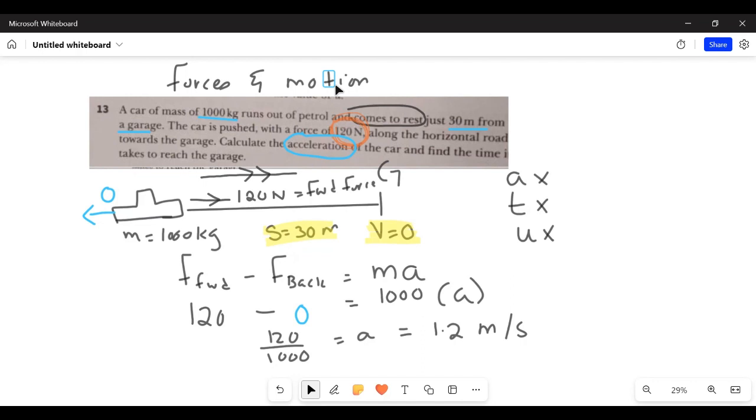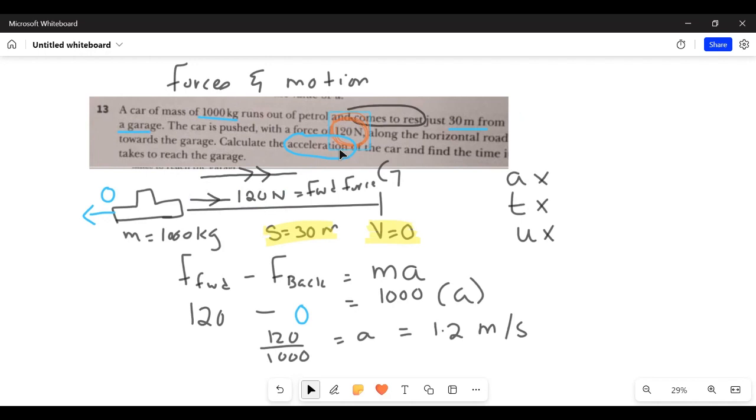Okay. So the question is that a car of mass 1000 kg runs out of petrol and comes to rest just 30 meters from the garage. So the mass of the car is given to us, 1000 kgs. The distance S is given to us, 30 meters, and it says that it comes to rest. So V is also given to us. V is equal to 0. Other than that, we're told that the car is pushed with a force of 120 newtons. So forward force is also given to us. So I've pointed that out here in the diagram. Along the horizontal road towards the garage, calculate the acceleration.